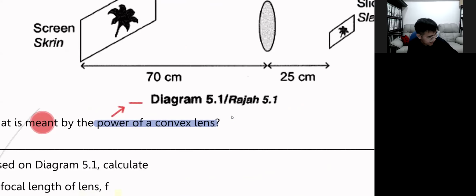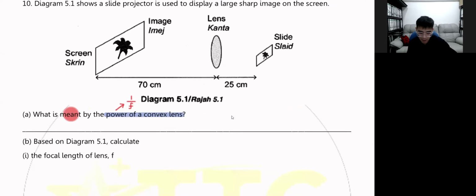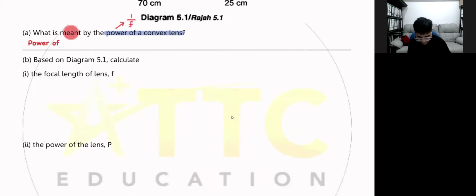To calculate the power of a lens, you have to use 1 over focal length. So just explain: power of lens is 1 divided by focal length. But of course, not so simple. You have to use another way of explaining 1 divided by focal length. There's actually a better word you can use to replace 1 over or 1 divided by the focal length. We use this word called reciprocal.